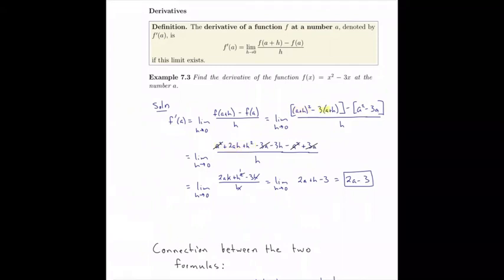Next, we have -3 times a plus h. We get minus 3a minus 3h. And then we've got minus everything inside here. So we have to distribute that minus sign. Be careful with that as well, or else you won't get the cancellation. We have minus a squared, and then minus minus gives us a plus 3a.